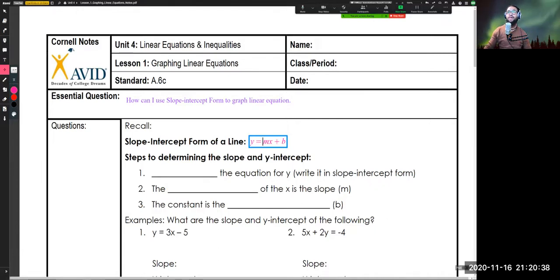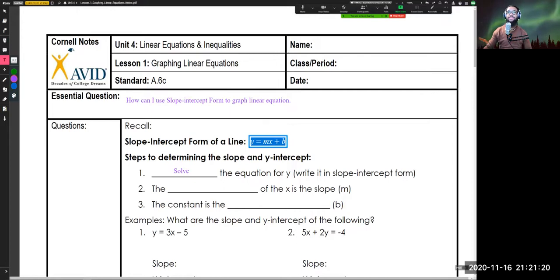So when we're going to do this, our steps to determine the slope and the y-intercept: first, we are going to solve the equation for y. We're going to put it in slope-intercept form. So step 1 is to solve the equation for y, which means we're going to write it in slope-intercept form. Now, when you solve it for y, we don't want it to be y equals b plus mx. We want it to be in this y equals mx plus b form. That's what we mean when we say solve for y, all right?